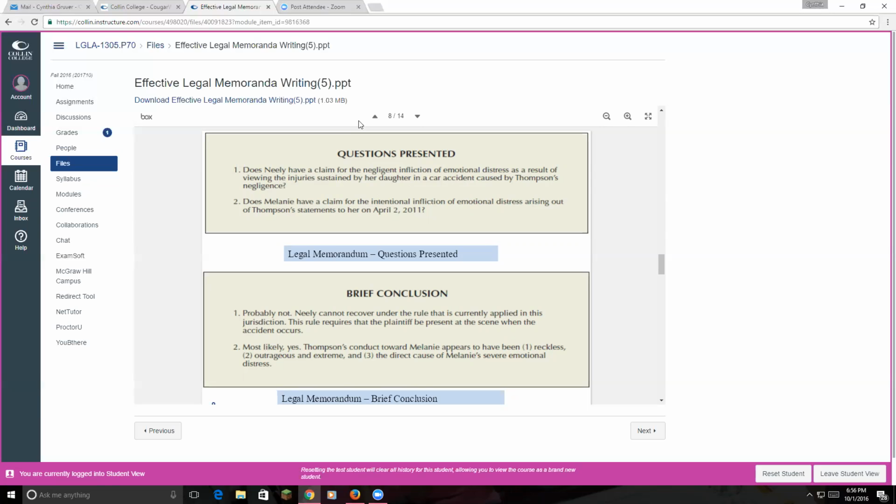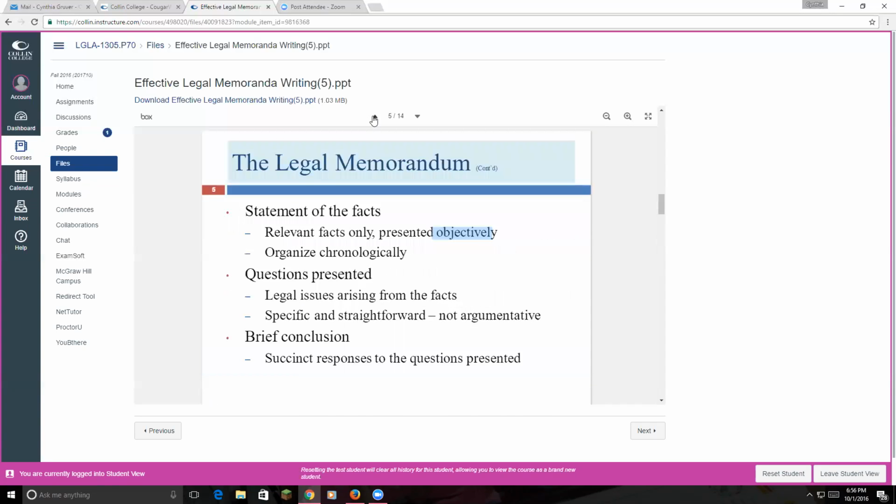Okay, so let's go back up here. That gives you a flavor of how the questions should be phrased. And now we're going to talk about brief conclusion. This could be phrased, and sometimes people talk about it as being a brief conclusion. Sometimes people will call it brief answers. And here we want to have a succinct or brief answer to the questions presented. So if we have two questions, we'll have two answers.